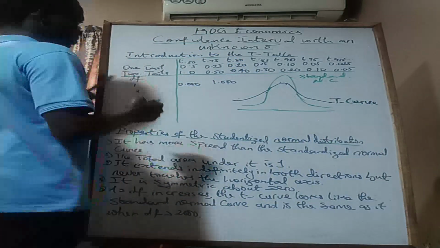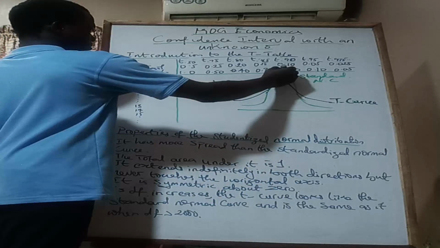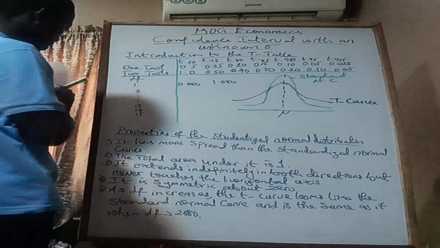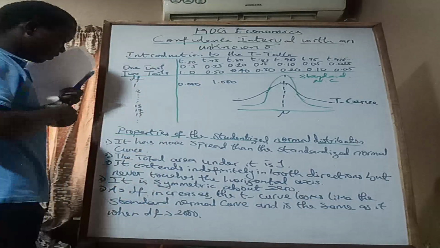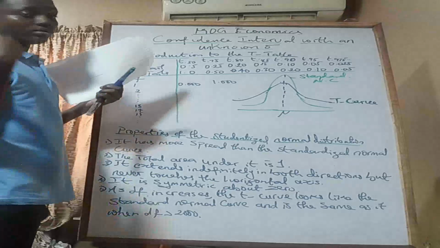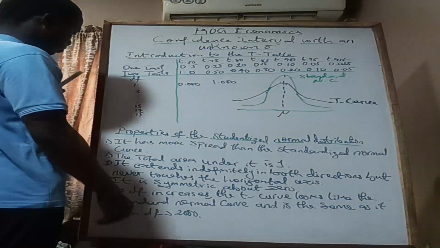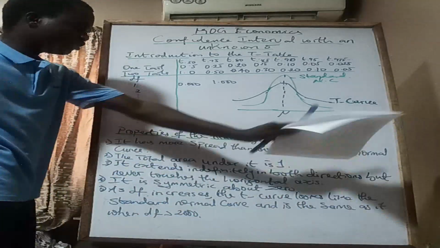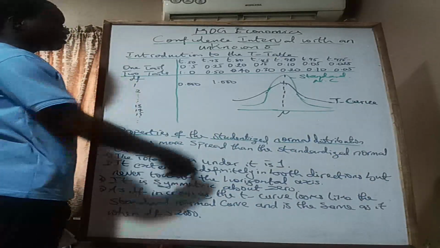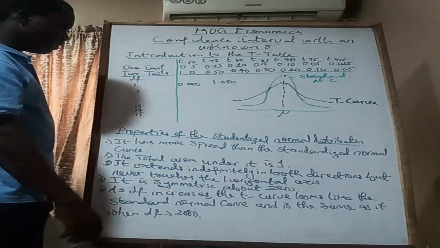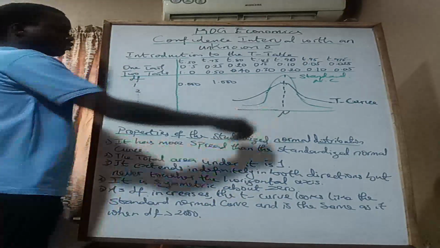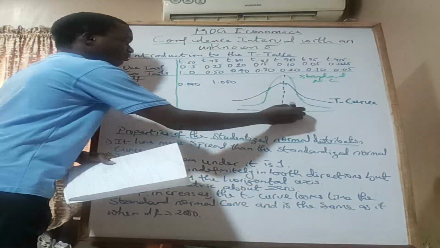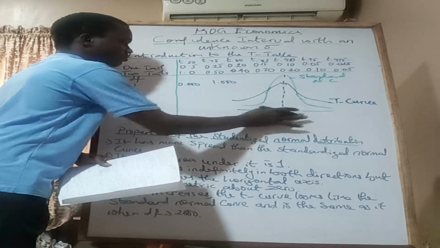So what are the properties of the T curve? It has more spread than the standard normal curve. The total area under it is one, the same thing that we had under the standard normal curve. Then it extends indefinitely in both directions, but never touches the horizontal axis, same as the normal curve. And it is symmetric about zero. Because we are converting it, this guy now is zero.